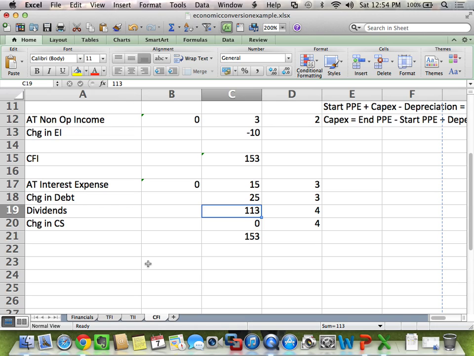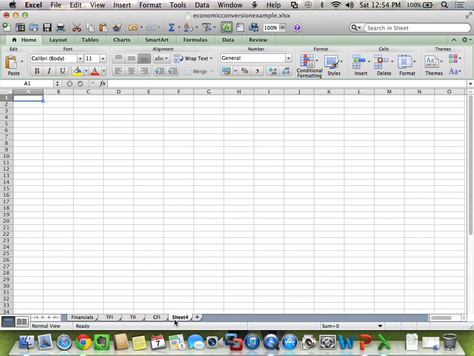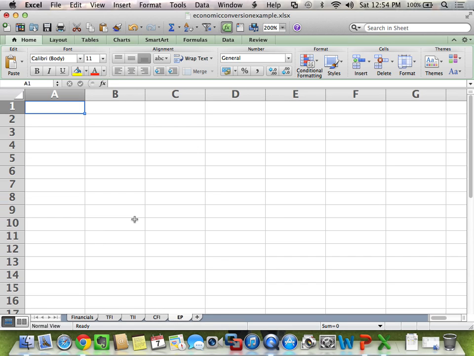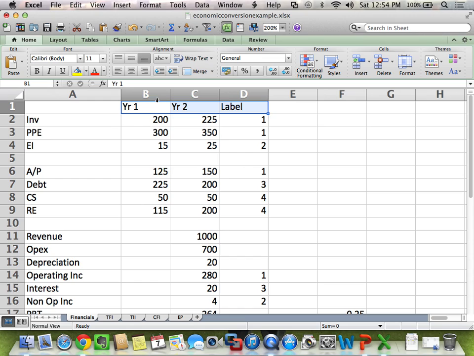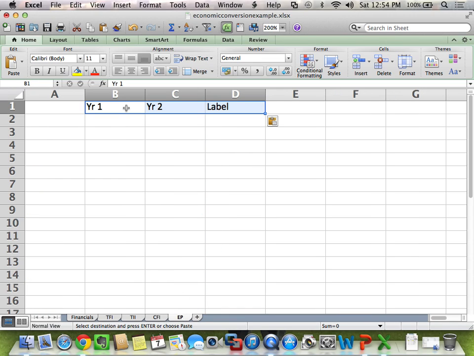So we now have the 3 converted statements. Here's the 4th worksheet we have to do. We've got to calculate our economic profit, EP. So, again, I will copy over my years in the same columns.